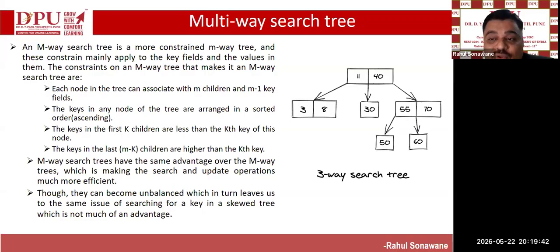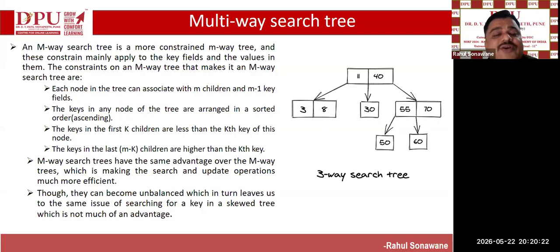The rule that we are applying to my m-way tree is that the data kept in the node should be in ascending order, or sorted in ascending order. You can see my root has data 11 and 40, so it is sorted. Then the left subtree of the root has data 3 and 8. Again, it is in sorted order. So the constraint that we are applying to the m-way tree to make it an m-way search tree is that the key fields need to be in ascending order.